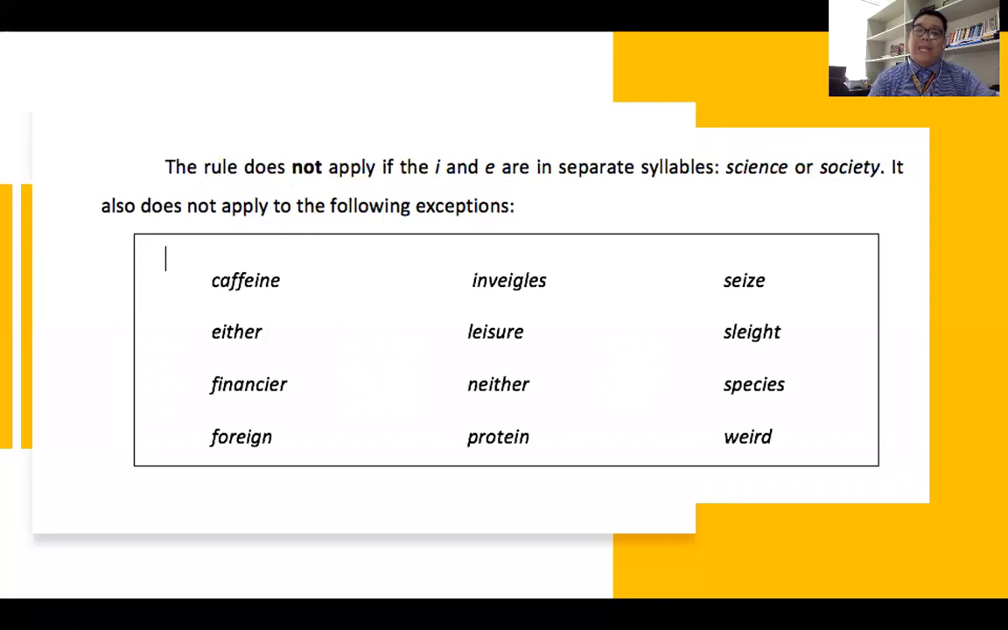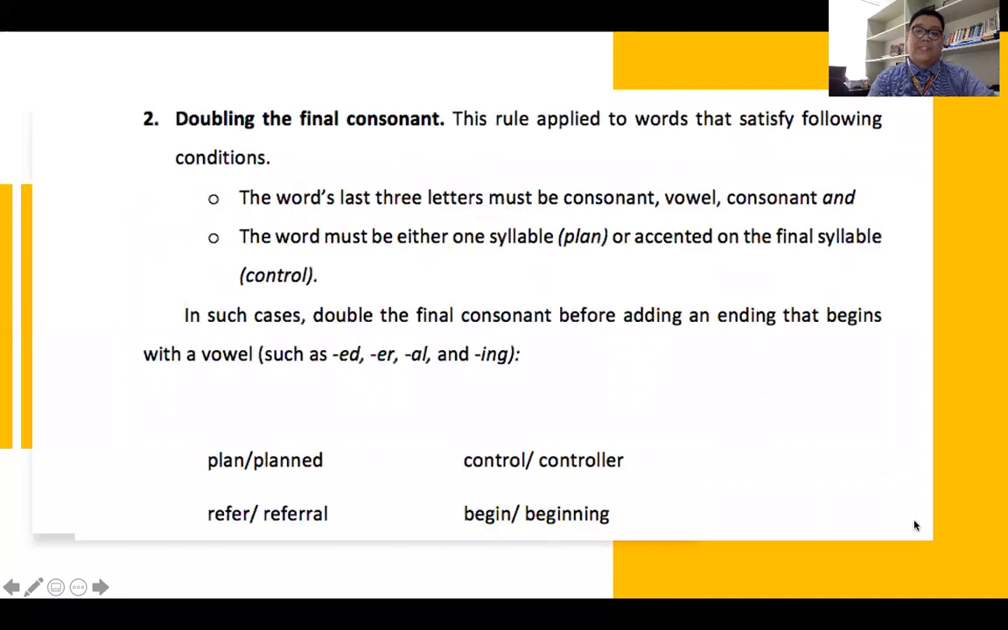It also does not apply to the following exceptions: caffeine, either, financier, foreign, forfeit, leisure, neither, protein, seize, slate, species, and weird. If you notice, the EI order is also followed in these sample words. So you have to remember the correct spelling of these words.